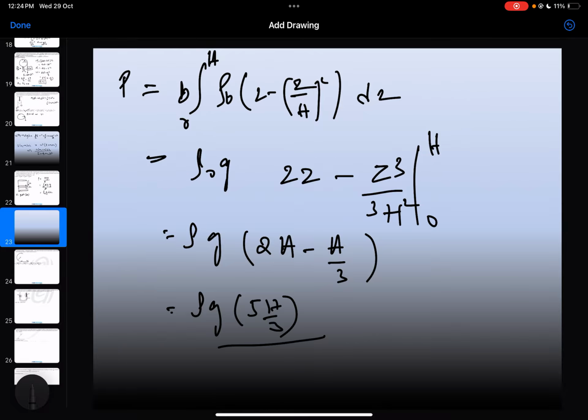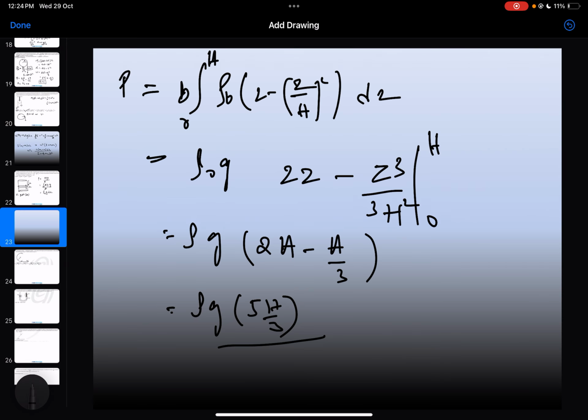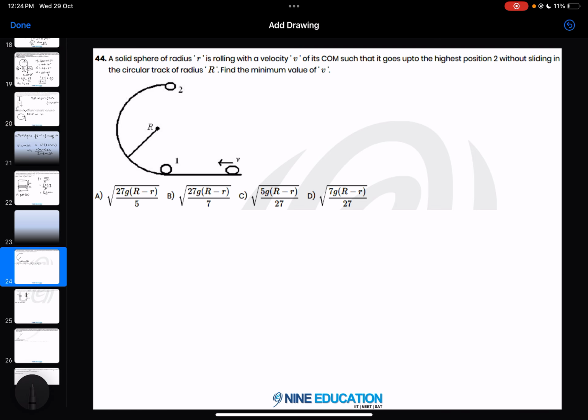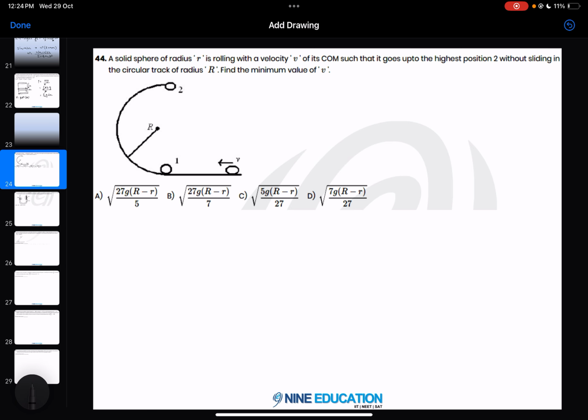So this is going to be the pressure at the bottom, and the pressure at the top is going to be 0. So the difference in pressure will be 5 by 3 rho naught g h.